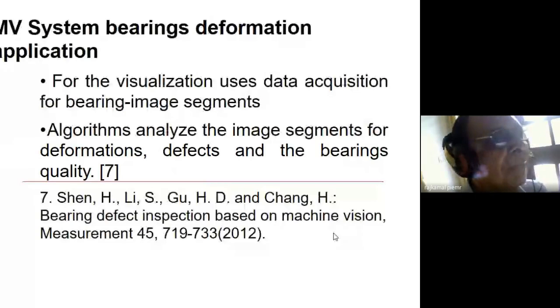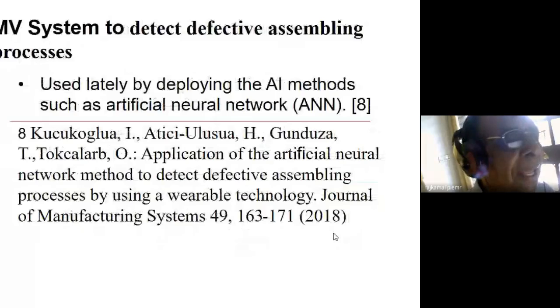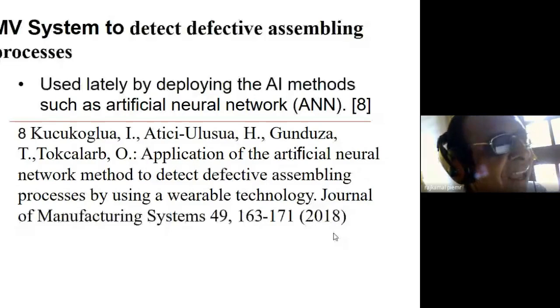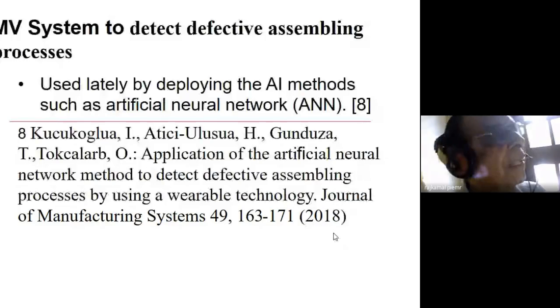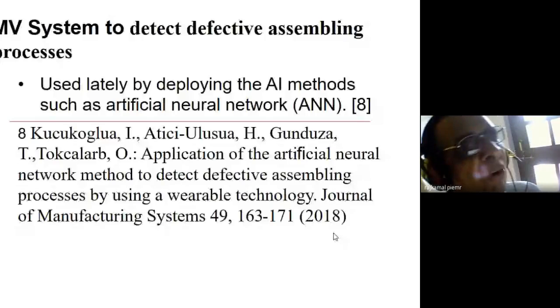Machine vision systems have lately been used from 2018, using artificial neural networks. AI methods use artificial neural networks. I will explain what they are, a little bit, in whatever time is permitted. Their machine vision system detects the defective assembling process.